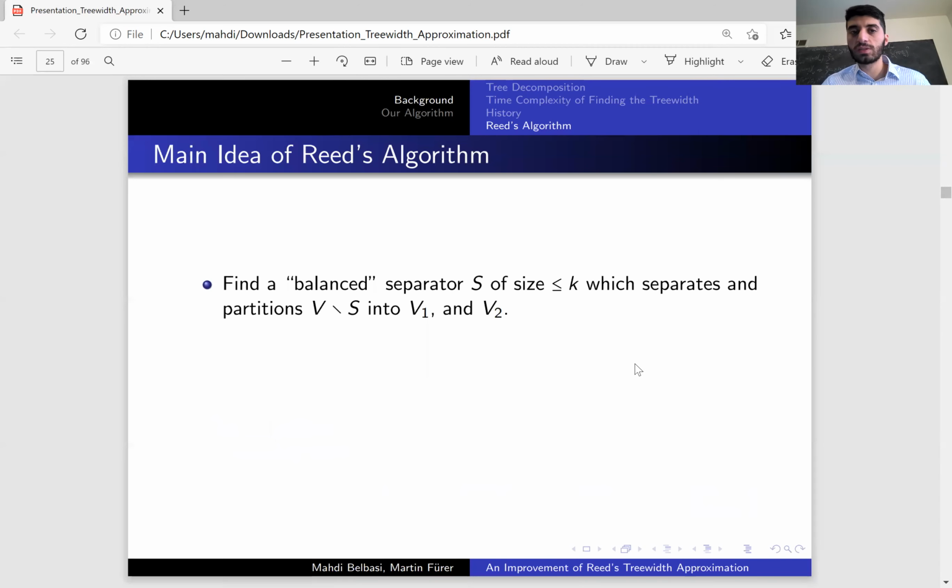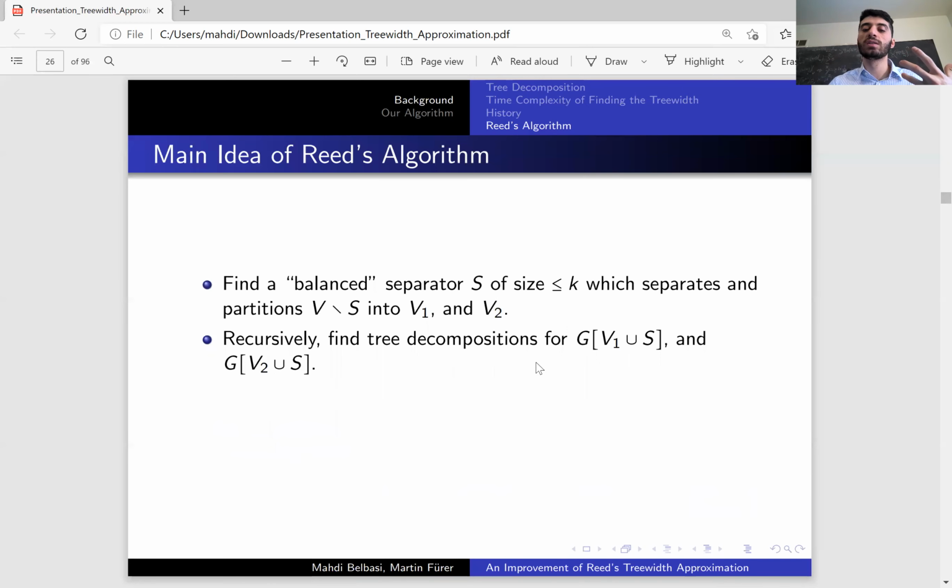So now let's start with Reed's algorithm. We are going to first explain Reed's algorithm. Reed starts with a balanced separator S of size at most k that separates the set of vertices V into two parts, V1 and V2, and we solve this for the graph induced on V1 union S, and the graph induced on V2 union S independently. We find tree decompositions for these two, and then finally we merge them to find the tree decomposition for the entire original graph.